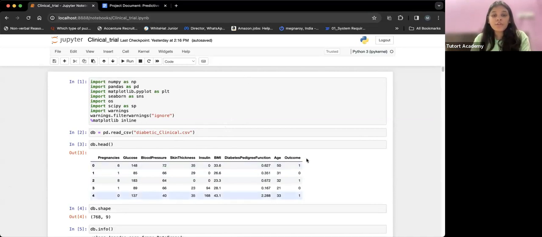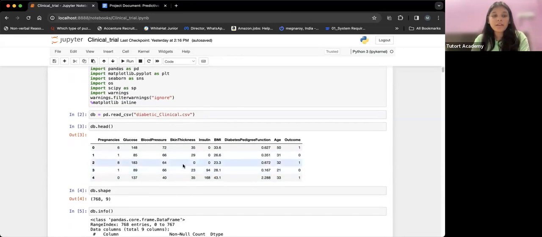I'll just quickly show you a glimpse of the data over here, and then we will continue with the EDA and so on in the next class, because we are high on time. I've imported all the libraries, and I've imported my data set. That's how my data set looks over here.